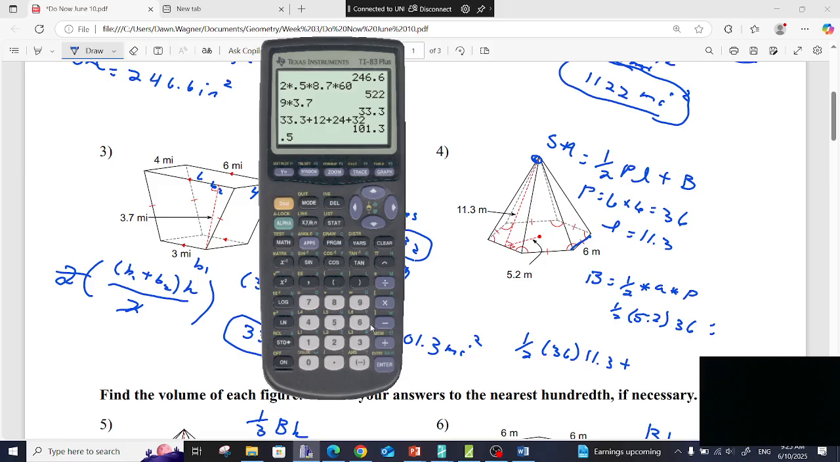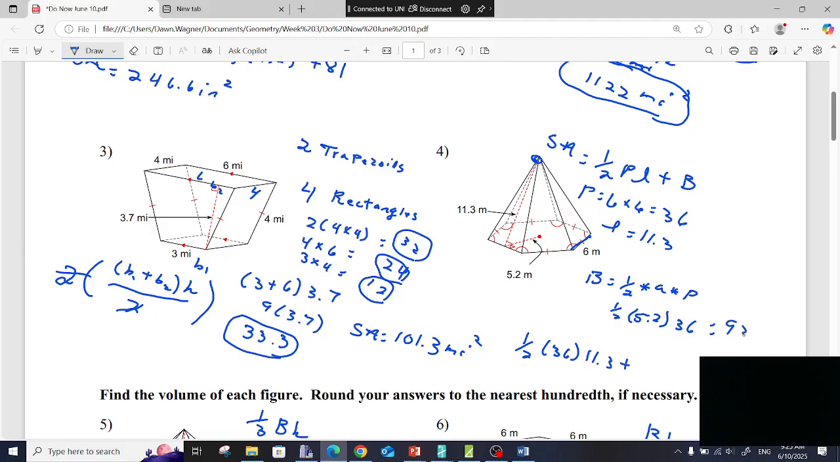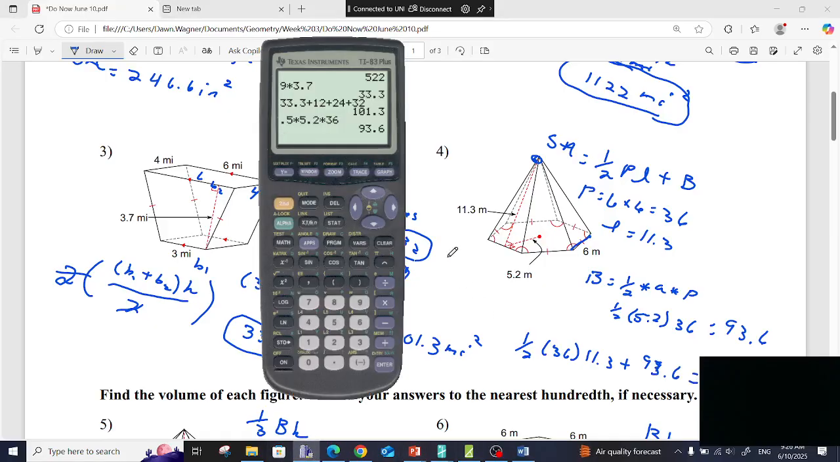0.5 times 5.2 times 36 is 93.6. So then I would add the 93.6 to all of that. I need to multiply out.